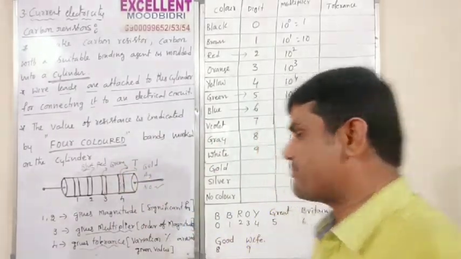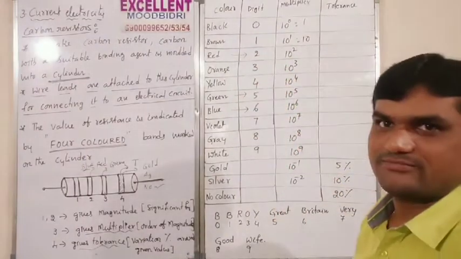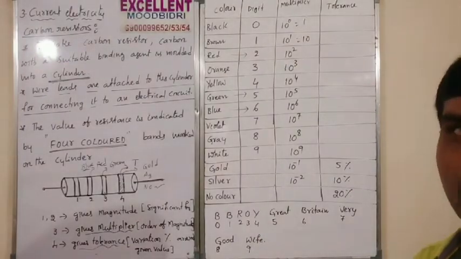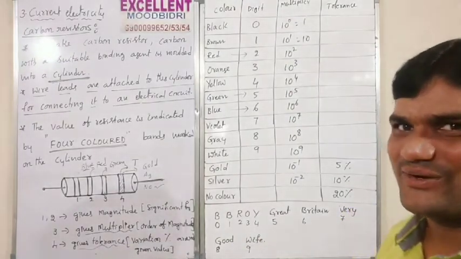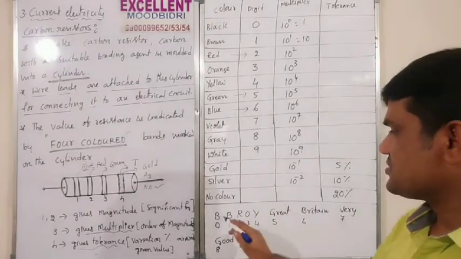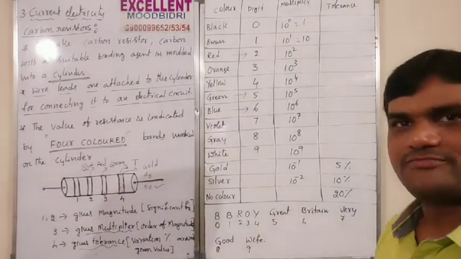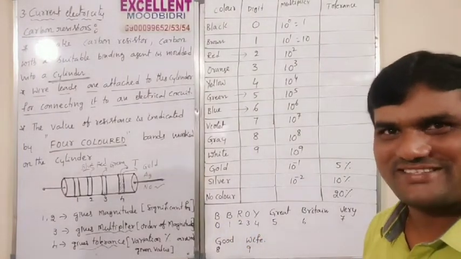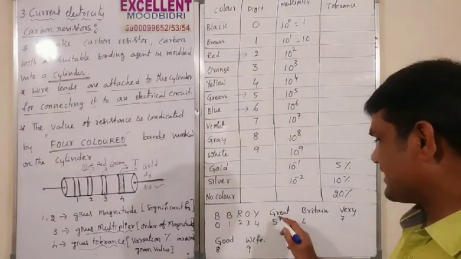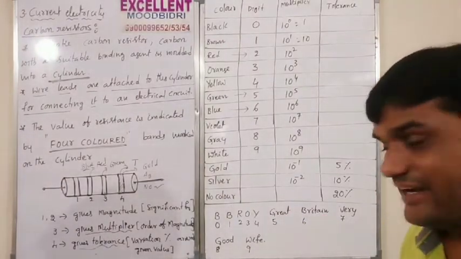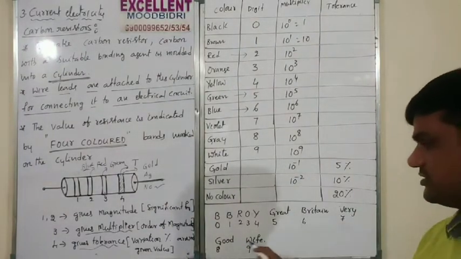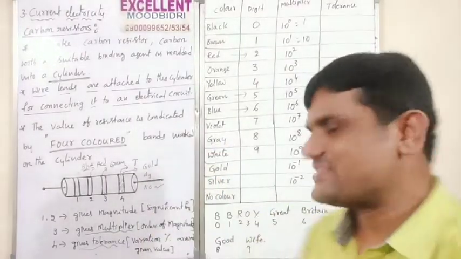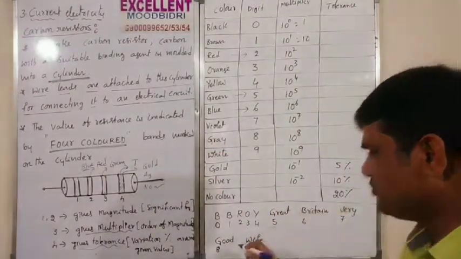For remembering purposes only, we are having this tabular column. For remembering this table, we are having one code, the color code. That's what we are calling the color code. What is that color code? Very simple letters only. BBROY, BBROY. Great Britain has very good wife, right? Like that we are having one small code. BBROY, Great Britain has very good wife.